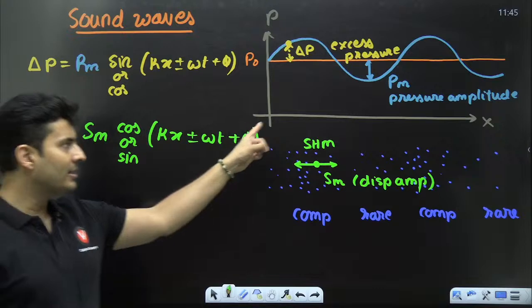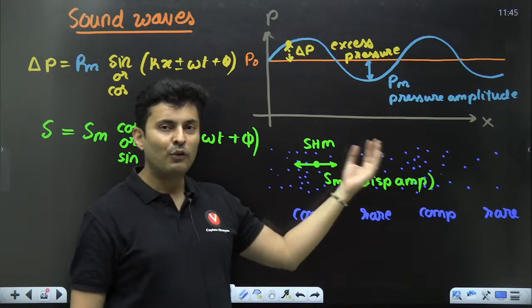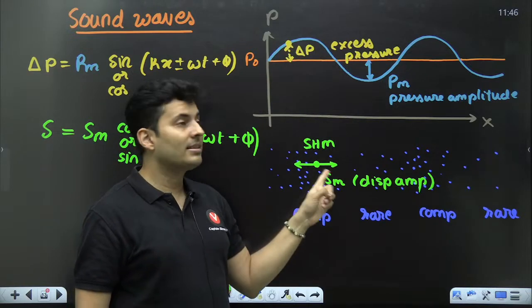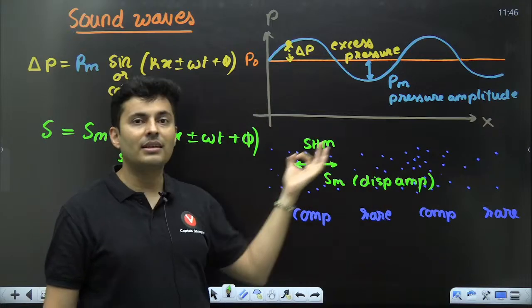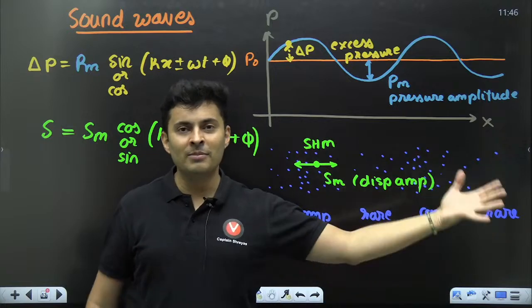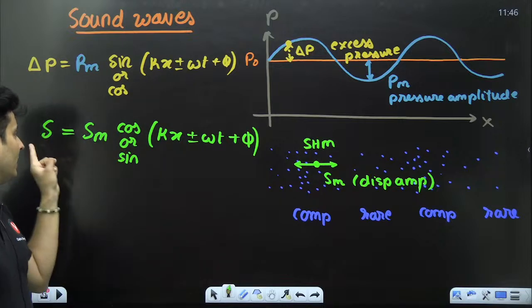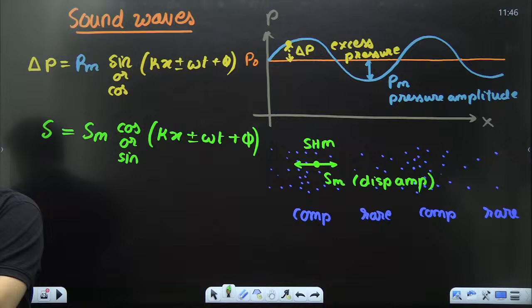So x is not the displacement, x is the position, where you are analyzing the pressure or the displacement. S is the displacement of the particle when it leaves its equilibrium position. It has left its house from the equilibrium and it is moving somewhere. So that S is relative to that particular original position. I hope this is clear.